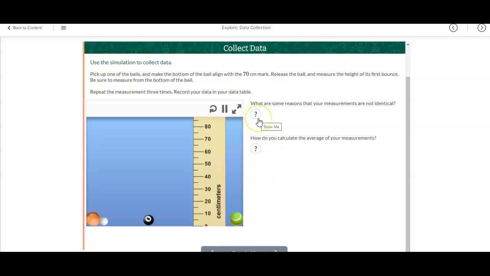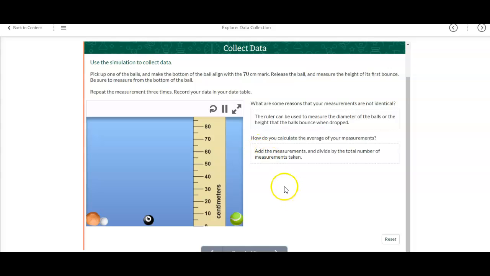And then what are some of the reasons that our measurements are not identical? So if you saw me trying to do this, we have balls bouncing everywhere. And we're able to see that sometimes the ball may be a tiny bit higher, lower. That could be a factor. So the ruler can be used to measure the diameter or the height of the balls when dropped. So, and then how do you calculate? Remember, you add up those numbers and divide it by how many trials you did.